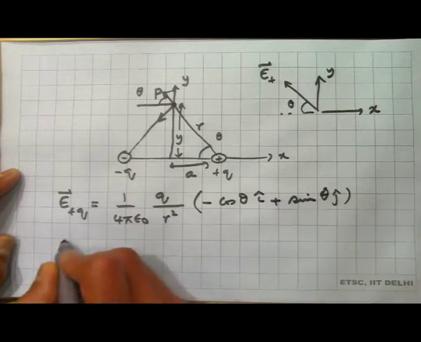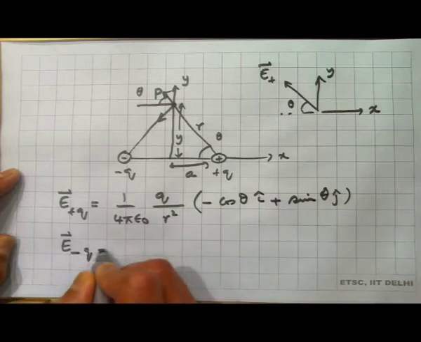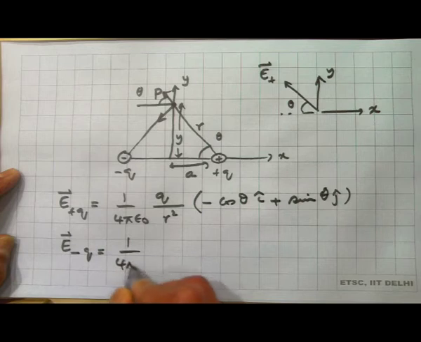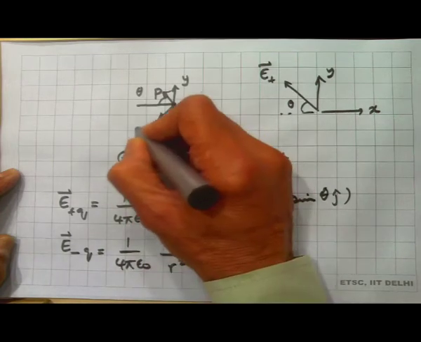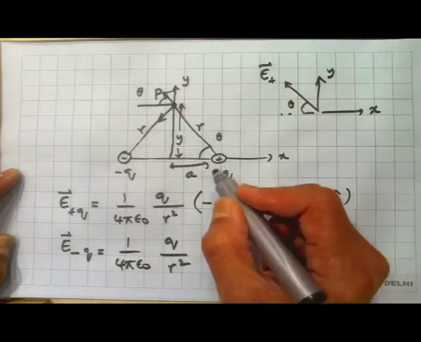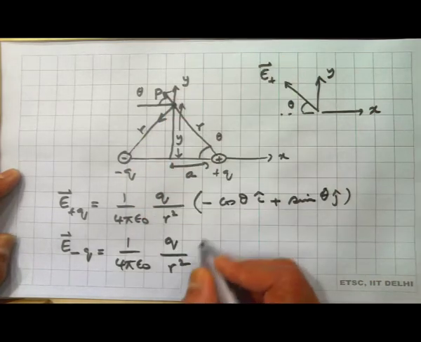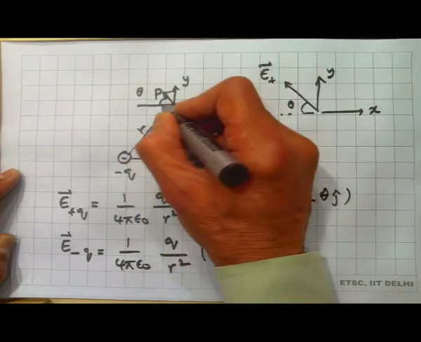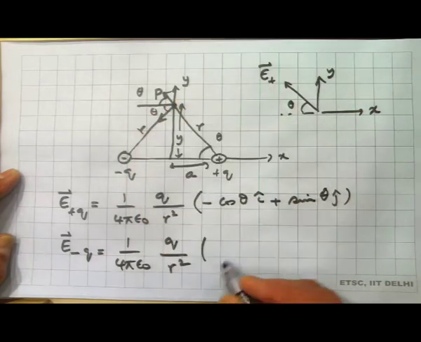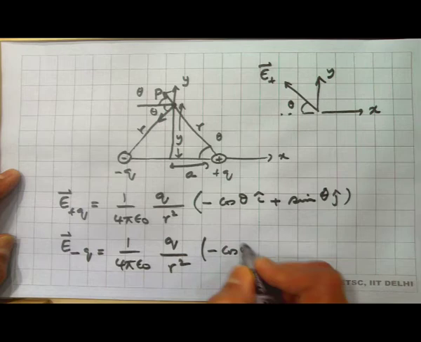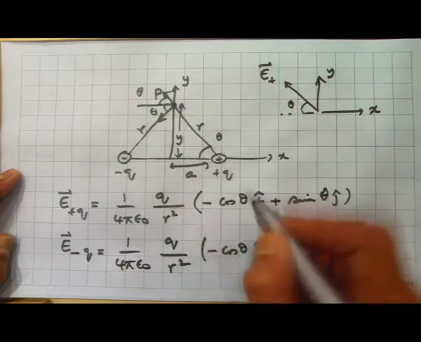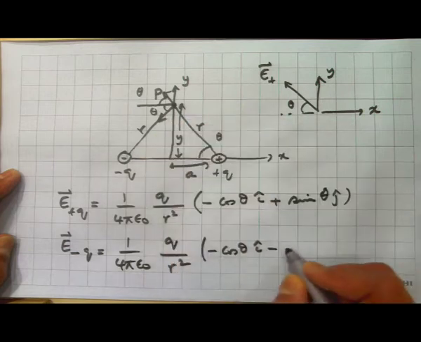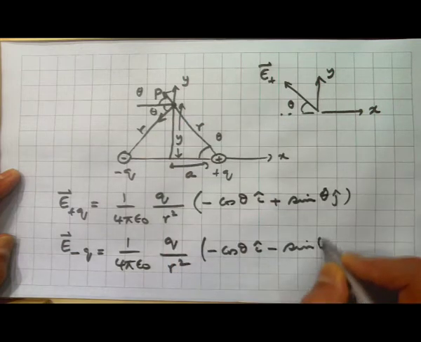Similarly, the electric field because of the minus q charge is 1 by 4 pi epsilon 0 q by r square. Again this distance is also r, because I am taking the point P on the equatorial plane, and this angle is also theta. So, I will have again minus cos theta i cap, and now the y component is negative, so minus sin theta j cap.